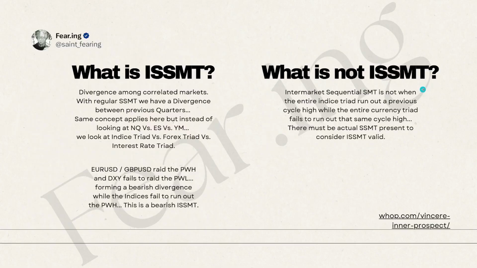Now, what is intermarket sequential SMT? Intermarket sequential SMT is, like the name suggests, intermarket. It is the divergence among correlated markets, and I specifically say markets compared to assets. So with regular sequential SMT, we have a divergence between previous quarters. The same thing applies here within this concept, but however, instead of looking at NQ versus ES versus YM, we could treat these together and we look at index triad versus Forex triad versus interest rate triad.